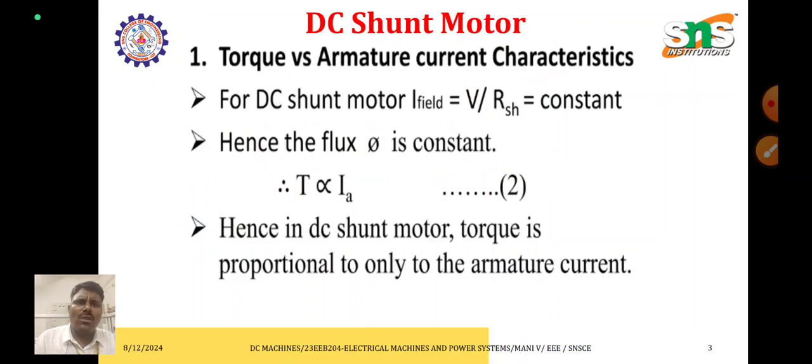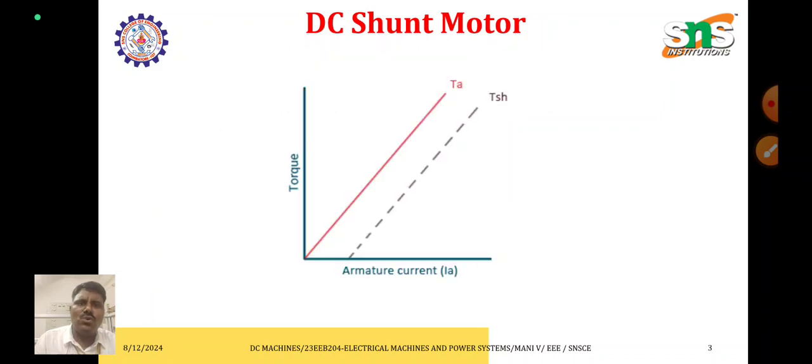Here, torque and armature current characteristics. It is also known as electrical characteristics. So for a DC shunt motor the field current is always constant, so the flux is also constant. Therefore, the torque is directly proportional to flux into Ia. The flux is constant, so we can neglect that. So the torque is directly proportional to Ia. Therefore, the torque is directly proportional to only the armature current. So the curve with respect to torque and armature current will be a proportional one.